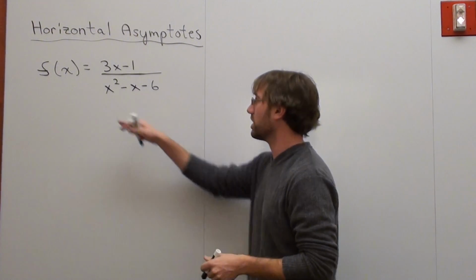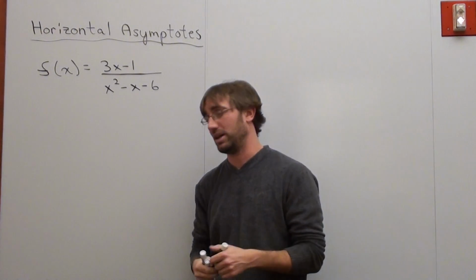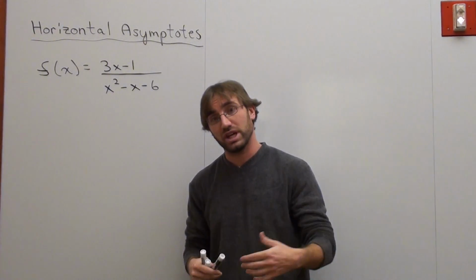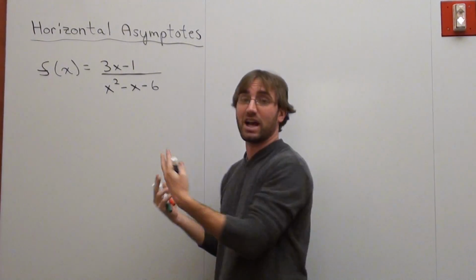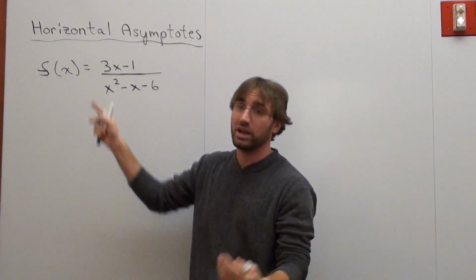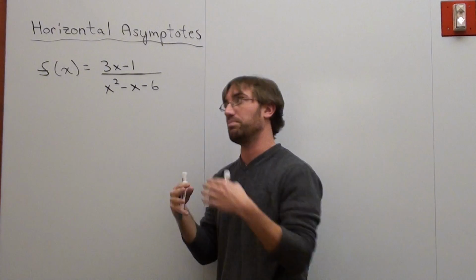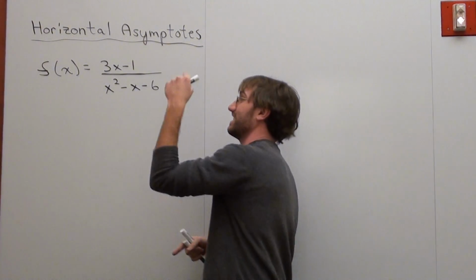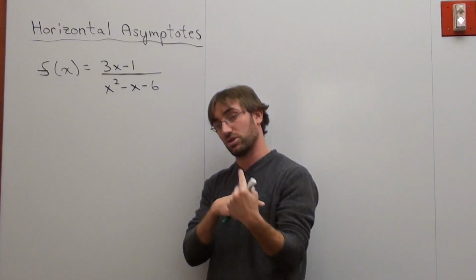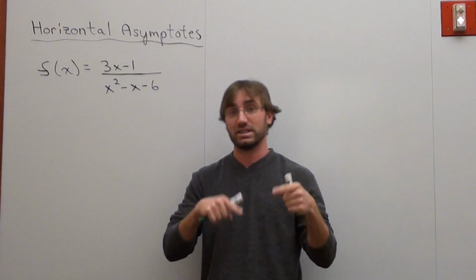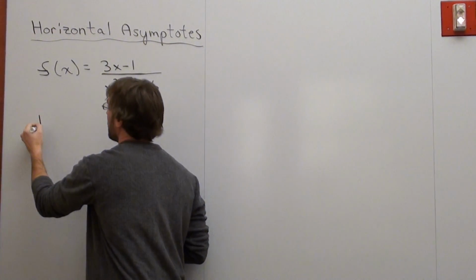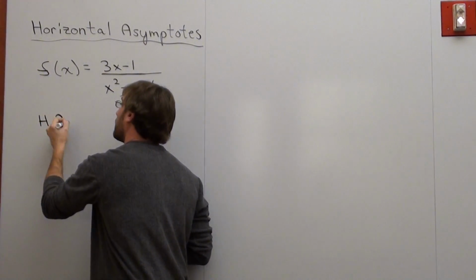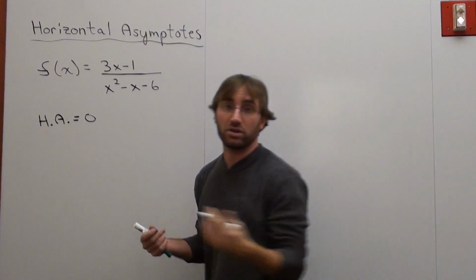So I've got this function of a polynomial divided by a polynomial. I know it has a horizontal asymptote because the degree of the numerator is less than the degree of the denominator. The degree of the numerator is 1, the degree of the denominator is 2. So bam, I know I've got a horizontal asymptote. And since the degree in the numerator is less, I know the horizontal asymptote is at 0. No problem there. So the horizontal asymptote equals 0.